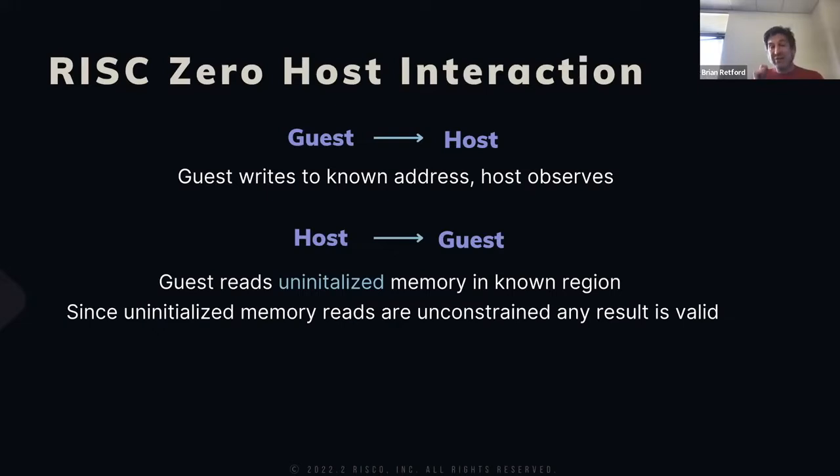On the other hand, if we want to get something from the host to the guest, then the guest reads. There's a region of memory that we set aside for host-to-guest communications, and the guest keeps track of a pointer, and it keeps bumping that pointer and reading the next address. As it reads those addresses, since they have never been written to before, they're uninitialized, so any value is allowed to be returned. Right when that address is read, the host will decide what it would like the guest to read and places that in there.